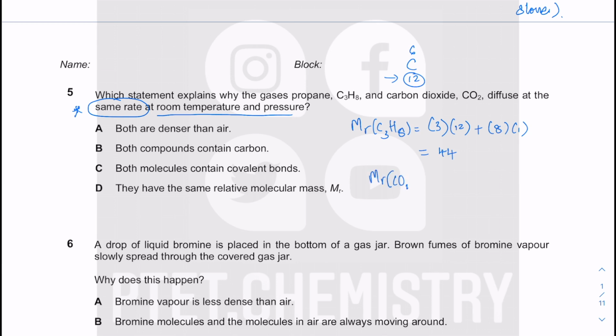And the molecular mass of CO2: oxygen shows as 8 and 16 in your periodic table. So they are all straight from your periodic table. 1 carbon, only 1 carbon, but 2 oxygen. So 1 carbon is 1 times 12 plus 2 oxygen, so there's 2 times 16. 12 plus 32 on your calculator gives you 44. And as you could see, they have the same relative molecular mass, and therefore they diffuse at the same rate.